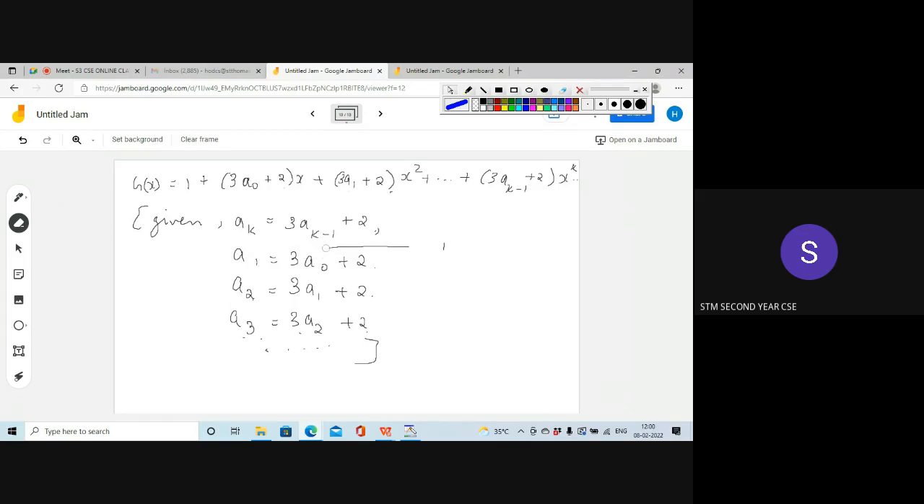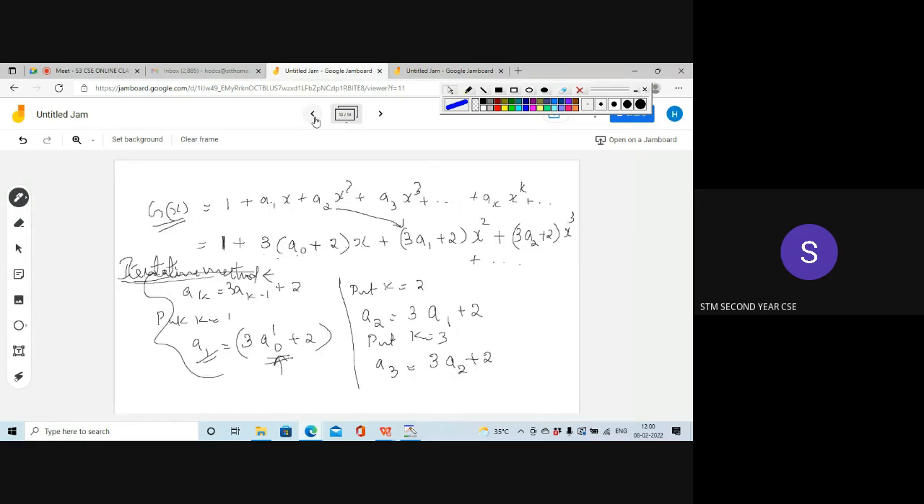Is it clear to you? We are following the generating function method, so we are not going to substitute values. Is it clear? Is it clear till here? Should I repeat? Do you want me to repeat it?